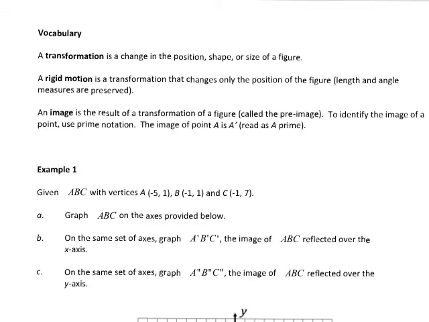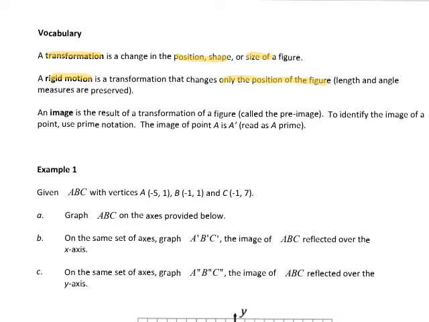Okay, so we have some vocabulary to understand. A few definitions. A transformation is a change in the position, shape, or size of a figure. We're going to talk about a lot of them, and reflections are just the first one. A reflection is a rigid motion, and that's a transformation that changes only the position of the figure. It doesn't change the size. The lengths and the angle measures are preserved.